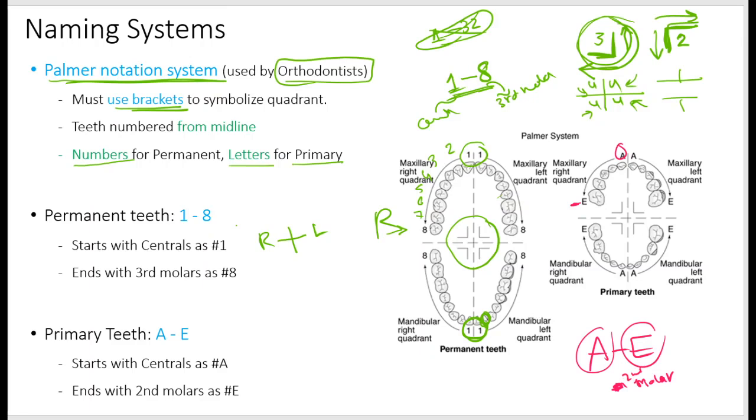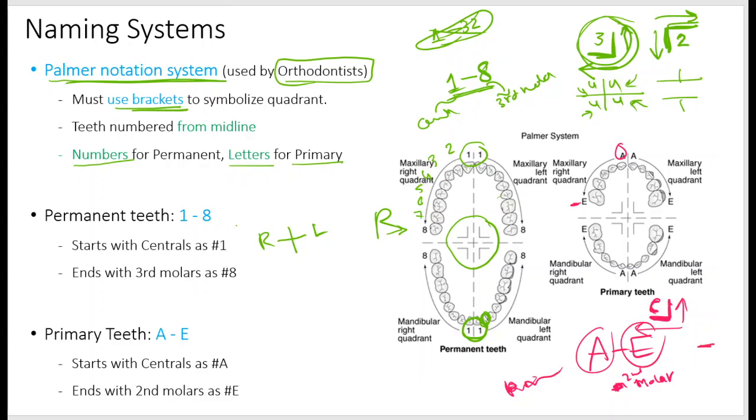So again, if I would give you this here and I put C on it, what is that? That is the maxillary right canine. And you know it's deciduous because I used letters, right? So you have to say deciduous or primary maxillary right canine, and so on and so forth.